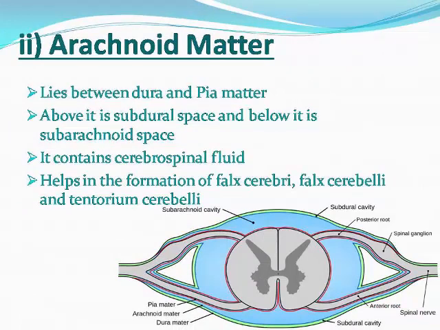Arachnoid mater lies between dura and pia mater. Above it is the subdural space and below it is the subarachnoid space. It contains cerebrospinal fluid and helps in the formation of the falx cerebri, falx cerebelli and tentorium cerebelli.